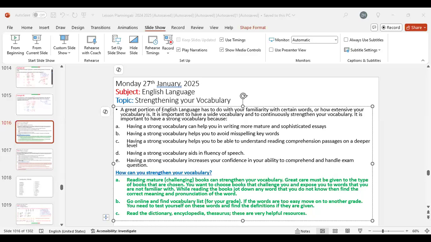If my internet wasn't acting so slow, I would have shown you all what sites you could use. But just go on Google and type in vocabulary word list for grade blank, and it will give you them.